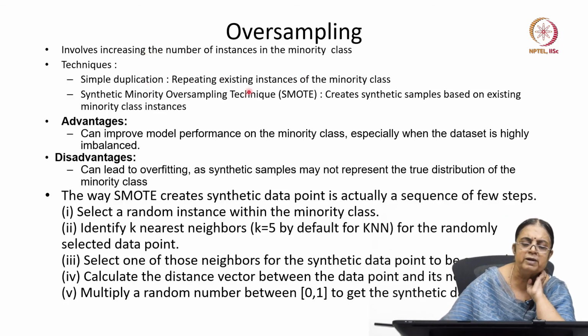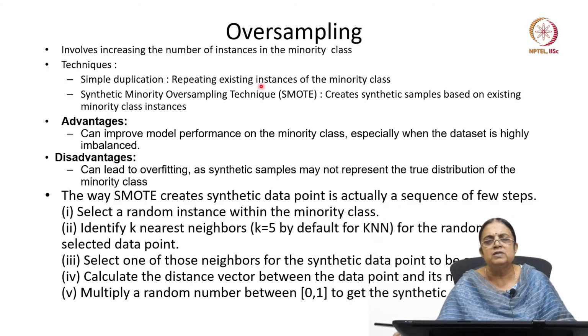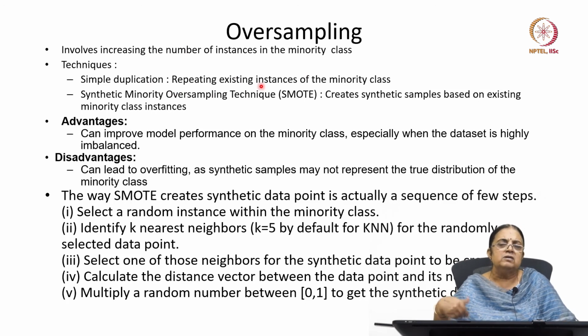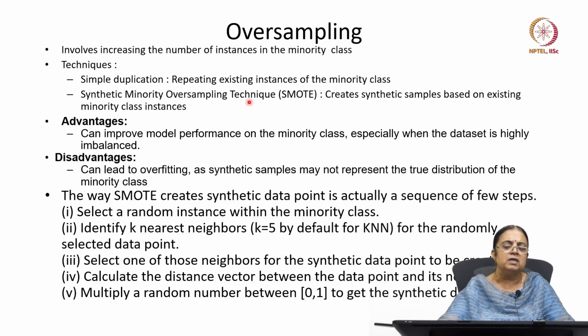At random you take some of the existing examples in the minority class and put the same example again, and keep repeating the existing examples so that you finally have an equal number of patterns in the majority and the minority class. The second one is what is called SMOTE, the synthetic minority oversampling technique. So you are creating new synthetic samples of the minority class so that you can balance the two.